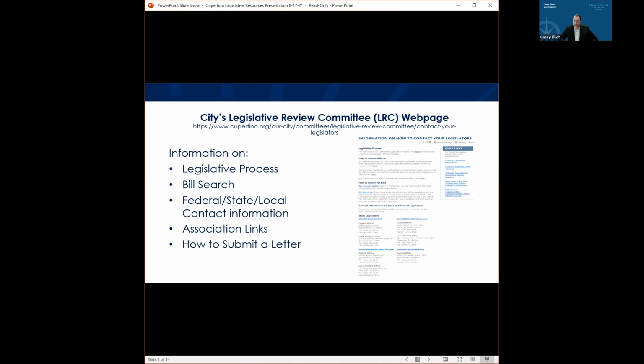Contact information for federal, state, and local officials, links to various associations that the city belongs to or has an interest in, as well as information on how to submit a letter. A member of the public can submit a letter. I should note that is the same as the information that's within the council packet tonight as well.